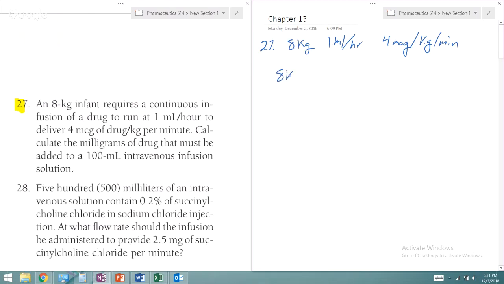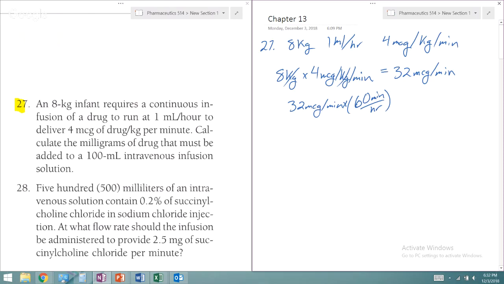So we are going to multiply the 8 kilograms to find out how much this patient needs. And so that will cancel those out. And then we find that they need 32 micrograms a minute. And then we want to find out how many in an hour. So 32 micrograms a minute times 60 minutes in an hour. And then you find that is 1920 micrograms. And then want to multiply that by 100 for the milliliters.